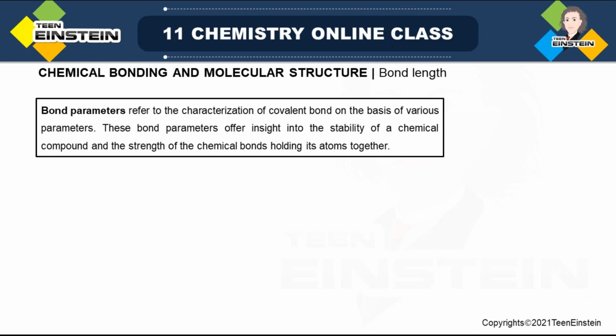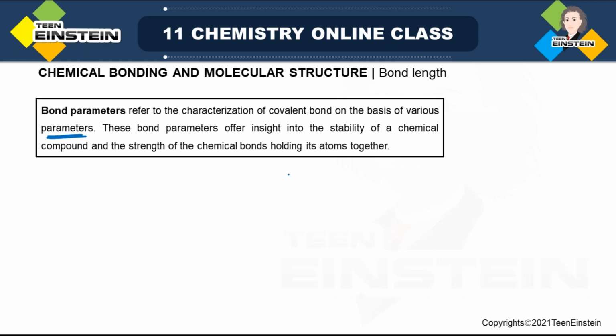Now another term, that is next topic, is bond parameter. What is bond parameters? Now obviously, as the term suggests, there will be some parameters that will directly control bond. Okay, because this chapter is all about bonding, so we have to know what are the factors which directly affect chemical bonding. So bond parameters in general, if we see the definition, it refers to the characterization of covalent bond on the basis of different types of parameters.